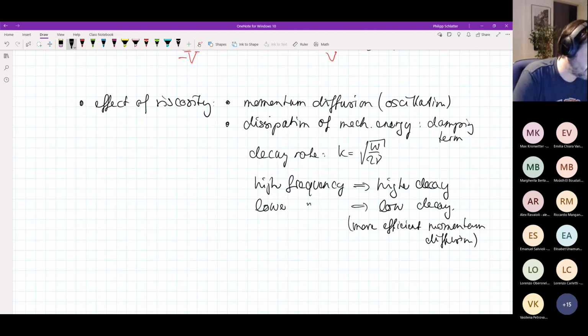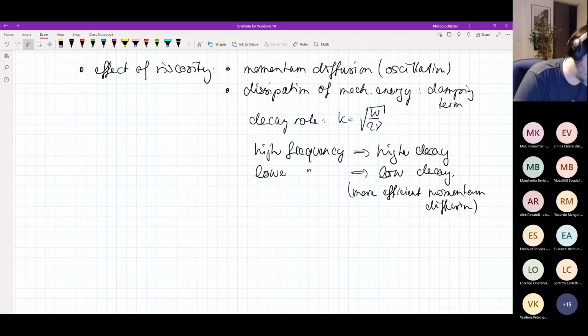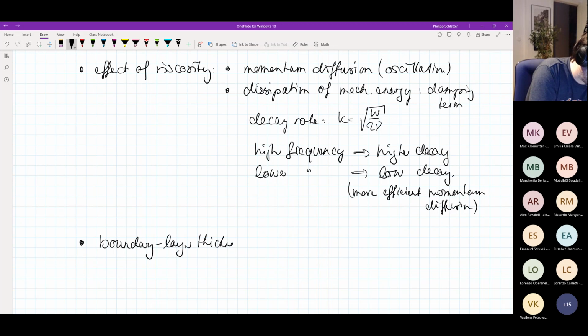Okay, so this was the effect of viscosity, or frequency, if you wish. The second point that I would like to mention before we look at the video, or before we look at MATLAB, is actually the effect on the boundary layer thickness. Because also here, if you have this oscillating wall, you can again measure how far into the domain do I actually feel that the wall is moving.